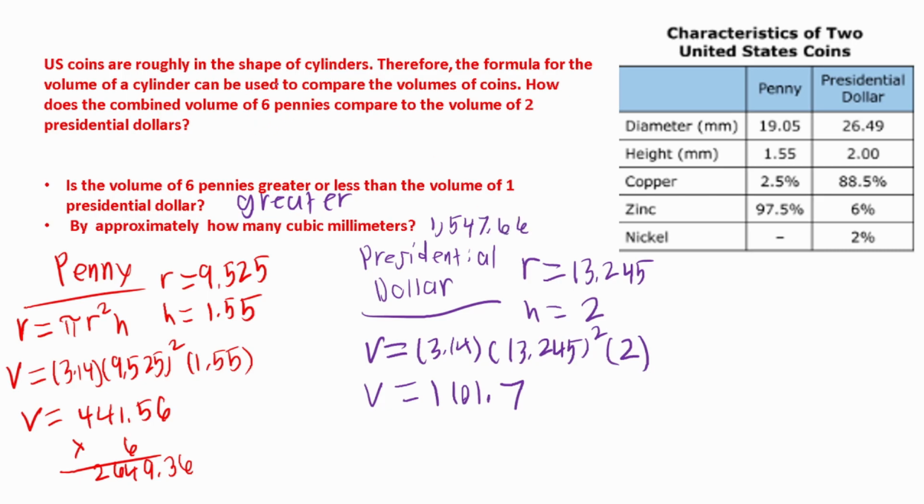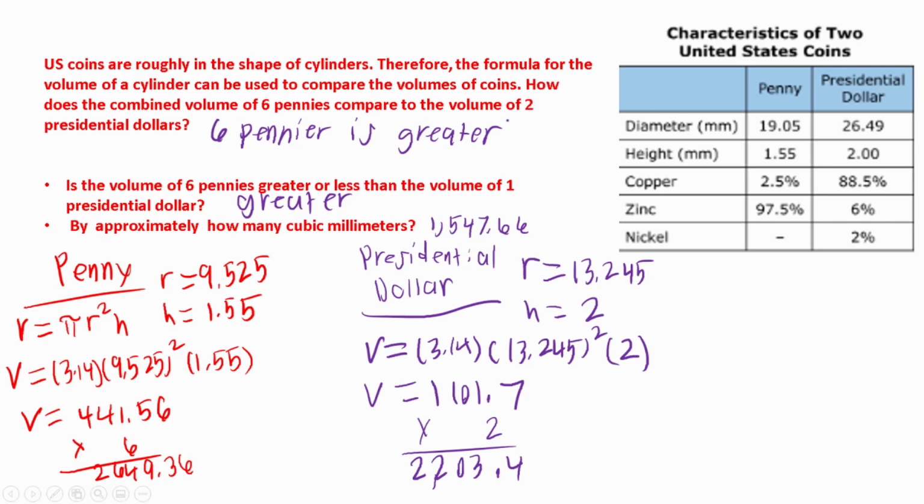But the original question up here is the volume of 2. So we multiply this number by 2. And we get 2,203.4. So the 6 pennies are greater. And there we go. We answered all the questions here.